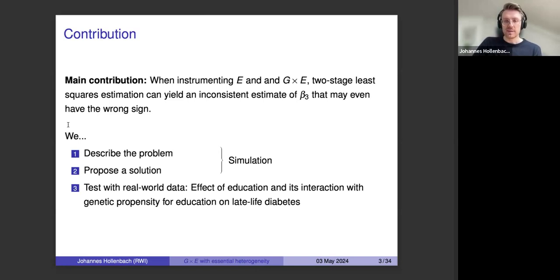The real-world relationship we're estimating, and trying to show this on, is the effect of education and its interaction with an education polygenic score on diabetes later in life.